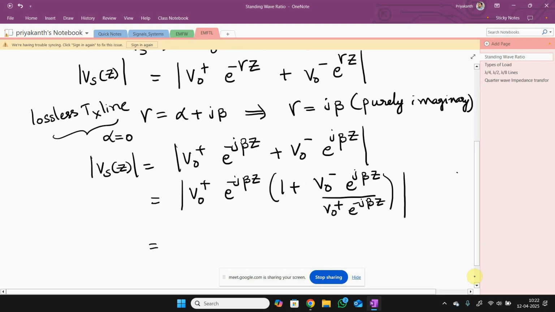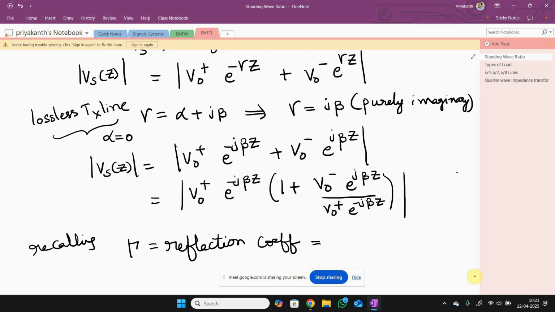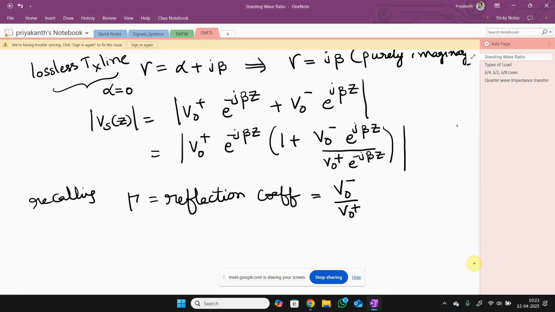Now let's take the first quantity completely common: 1 plus V naught minus e power of j beta Z by V naught plus e power of minus j beta Z, and you already have a modulus. Now, recalling, what is gamma here? The reflection coefficient, am I right? We calculated the reflection coefficient as V naught minus by V naught plus, which you can see from the last class. So wherever I have that ratio, I can replace it with gamma.